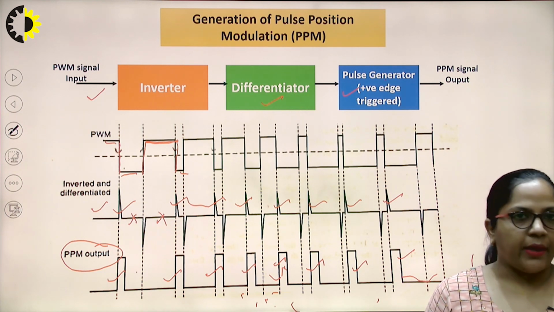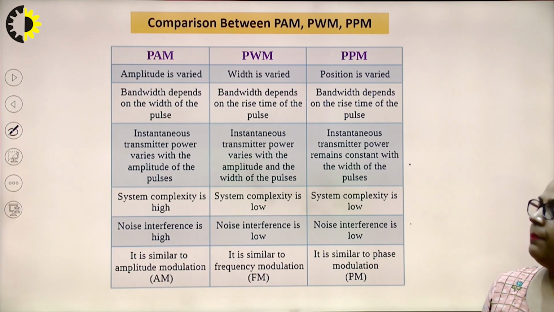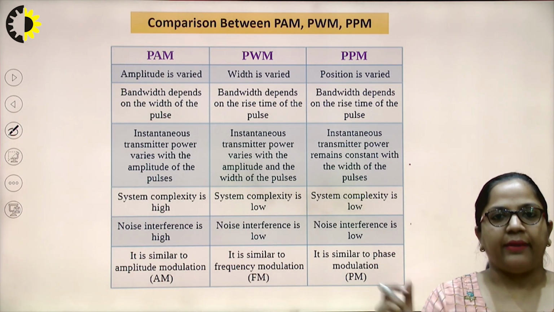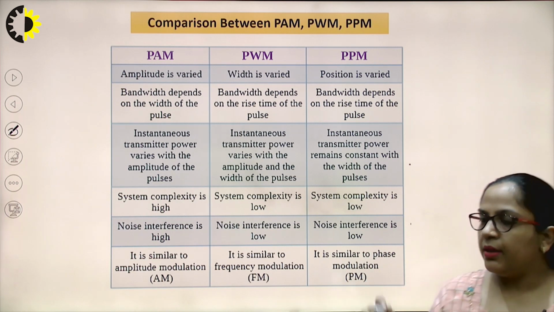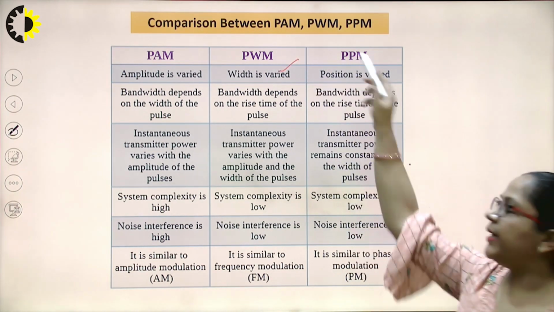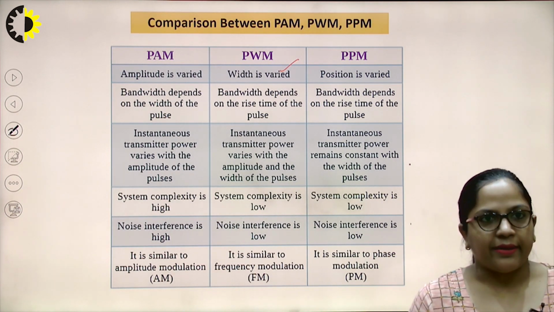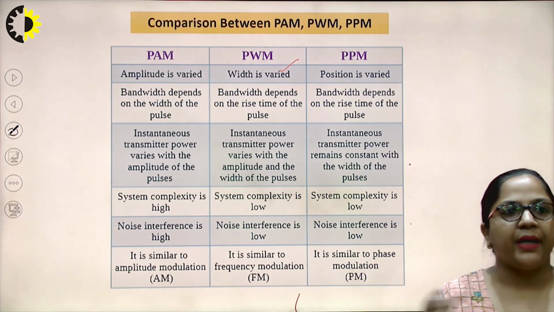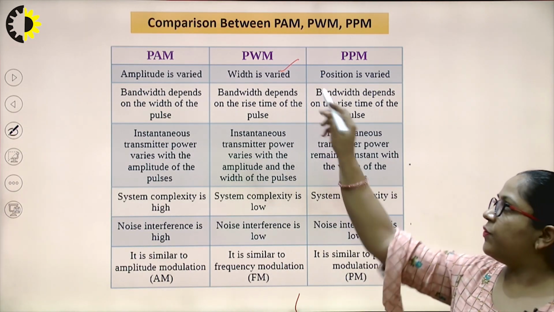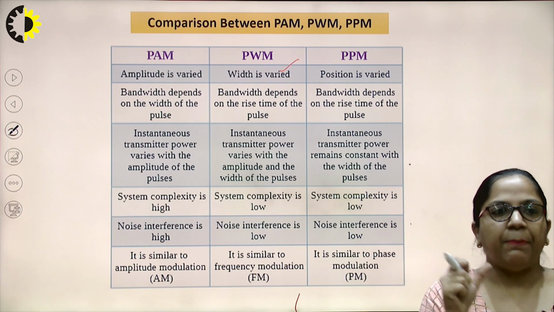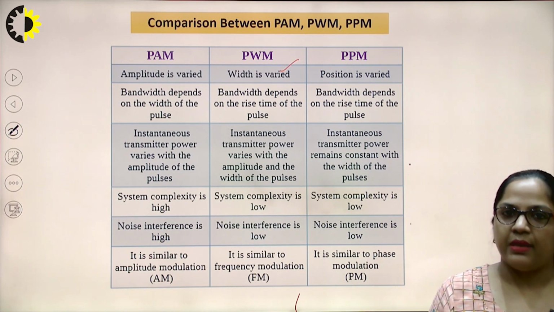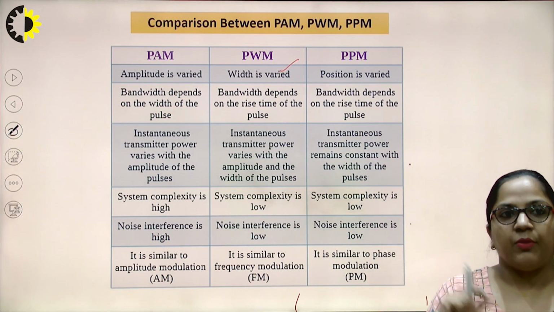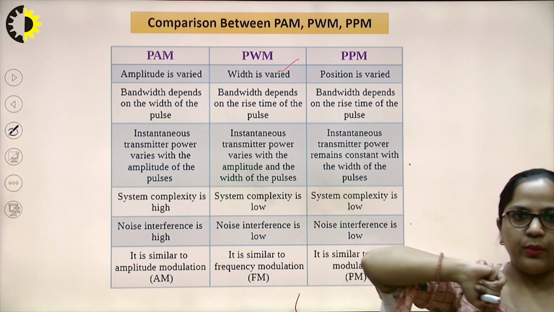Let us compare all these three techniques, PAM, PWM and PPM. In case of PAM, the amplitude of the carrier pulses will vary. In PWM, the width of the carrier pulses will vary. In case of PPM, the position of the carrier pulses will vary. In case of PAM, the bandwidth depends on the width of the pulses. In case of PWM, the bandwidth depends on the rise time of the pulses, while in case of PPM, the bandwidth depends on the rise time of the pulses, as in the case of PWM.